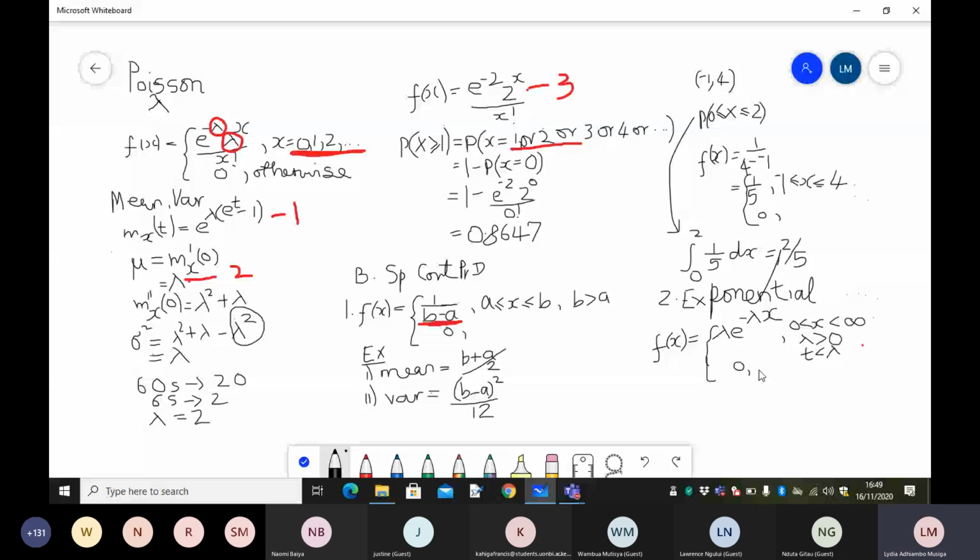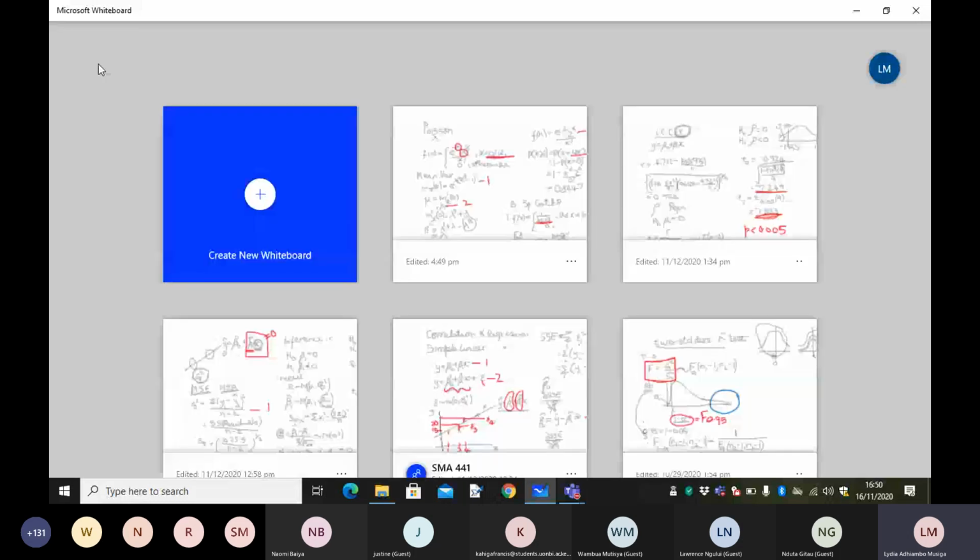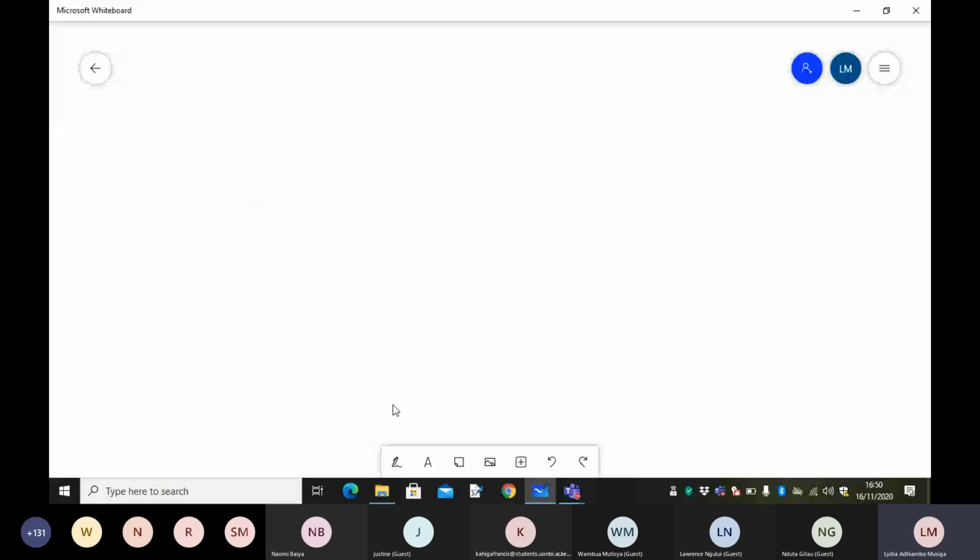Now, for an exponential distribution, the PDF is given by f of x is equal to lambda e raised to minus lambda x, with those other conditions. So of course we want to get the mean and the variance. Let me just use another board.